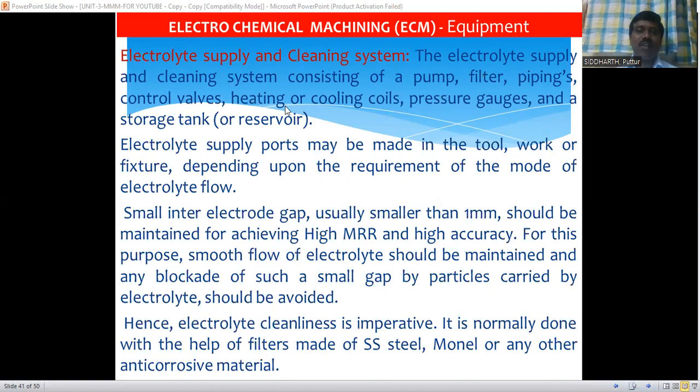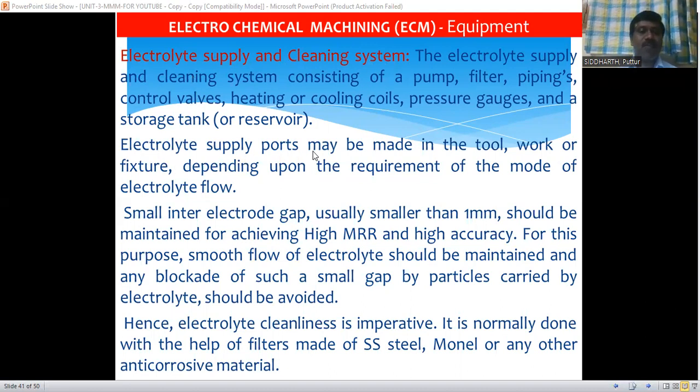The electrolyte supply and cleaning system consists of many components like a pump, filter, pipings, control valves, heating or cooling coils, pressure gauges, and a storage tank, which is also known as a reservoir. So these are the components involved in this electrolyte supply and cleaning system.